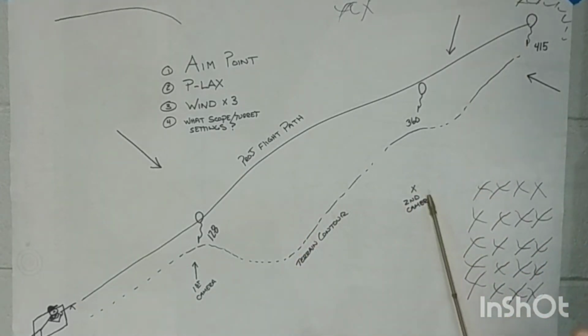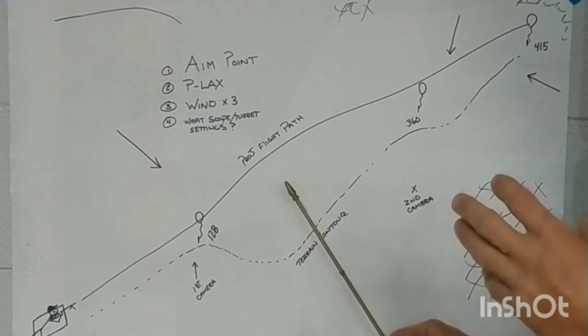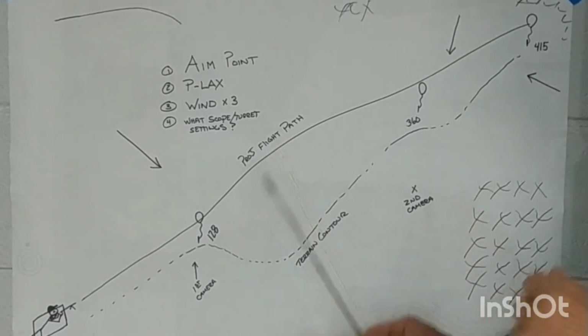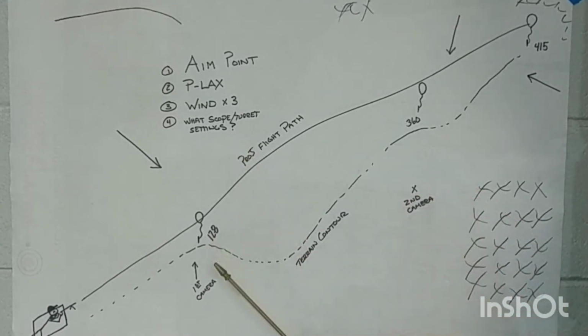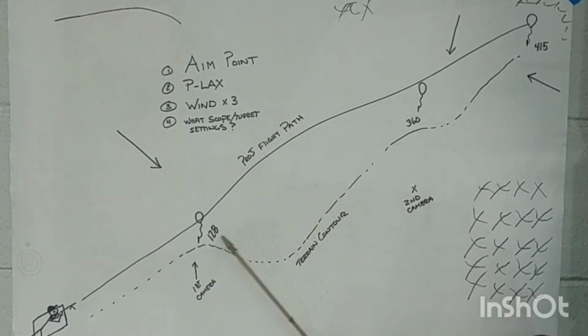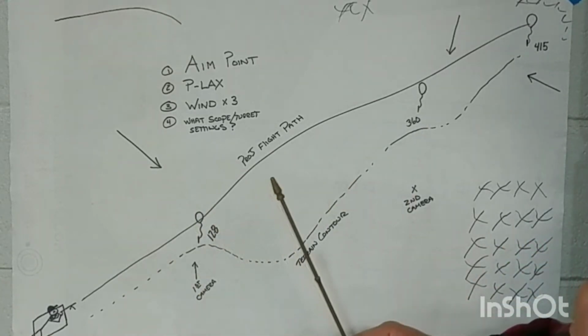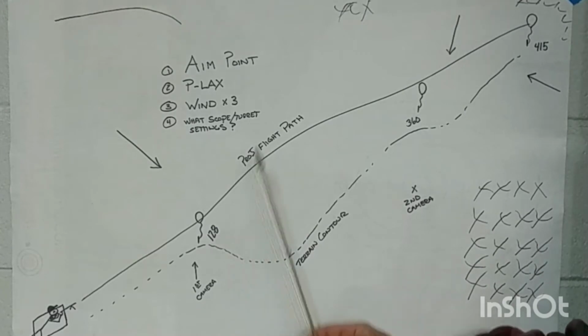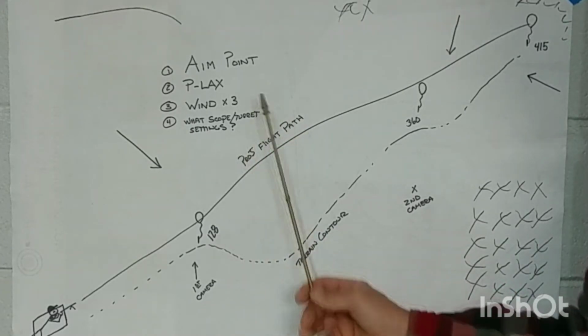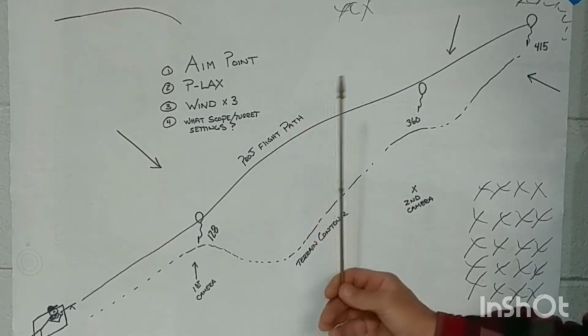My ballistic calculator is sitting down here at 300 yards. There's just an astronomical amount of thinking relative to your ballistic profile and charts that has to go into this shot. And then the targets, all of them are moving independently. So aim point, parallax, wind times 3, where do you set your turrets?